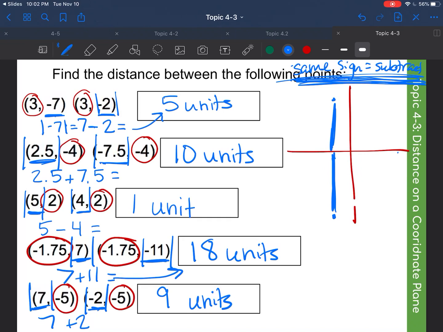So again, it's important that we're finding the absolute value because distance is never negative. So that's why we keep finding the absolute value of those points, because we know that distance can never be negative.